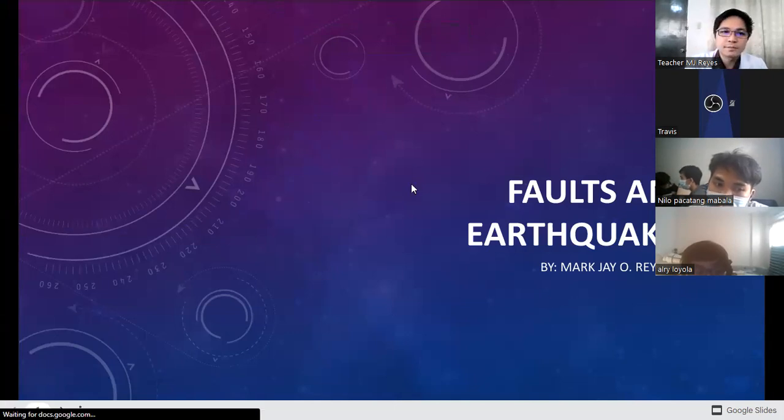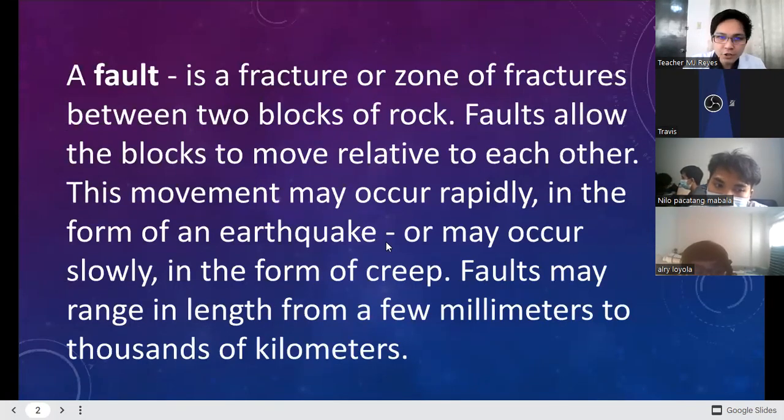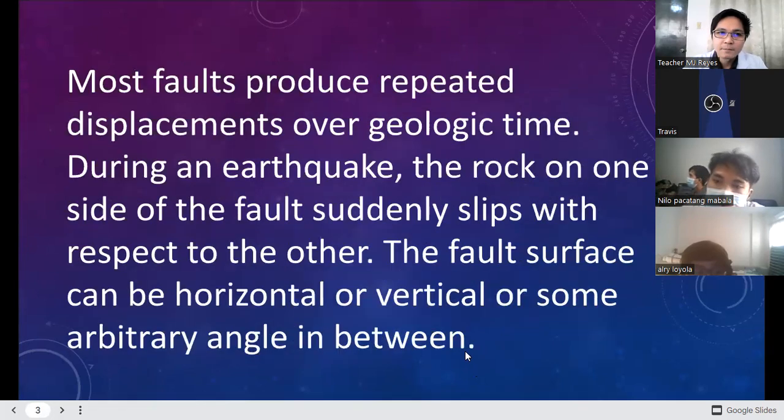Okay. A fault is a fracture or zone of fractures between two blocks of rocks. Faults allow the blocks to move relative to each other. This movement may occur rapidly in the form of an earthquake, or may occur slowly in the form of a creep. Faults may range in length from a few millimeters to thousands of kilometers. Most faults produce repeated displacements over geologic time.